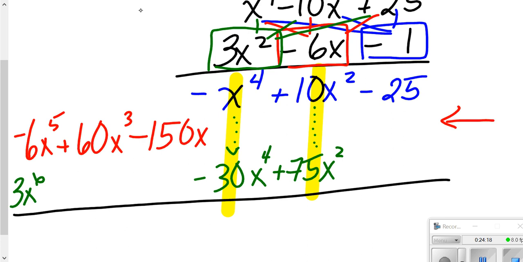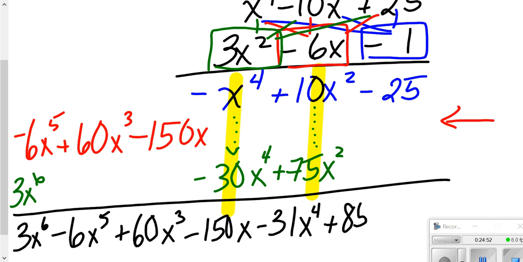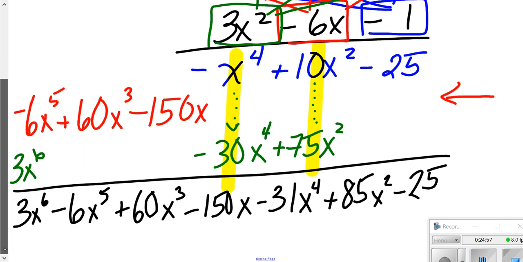So I would have, all told, 3x to the 6th minus 6x to the 5th plus 60x to the 3rd minus 150x. Now we're to the very exciting part that is highlighted. -1x to the 4th and -30x to the 4th add to -31x to the 4th. And 10x squared plus 75x squared would make 85x squared. Then I also have 25 being subtracted. Now, I could put this in order.